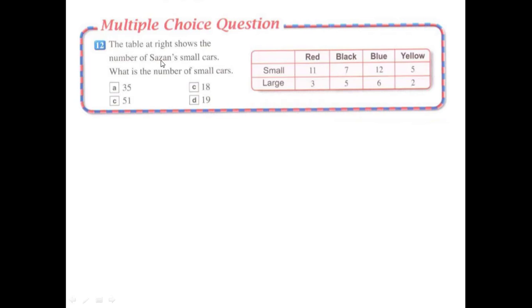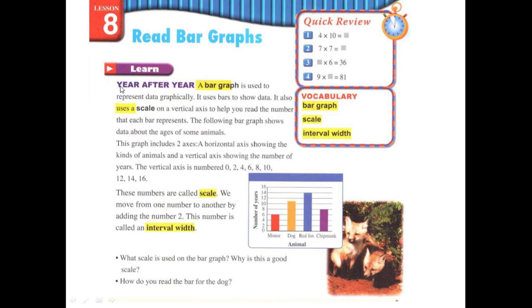Now, the table at right shows the number of Sazan's small cars. What is the number of small cars? That means 11 plus 7 plus 12 plus 5 is equal to 35.